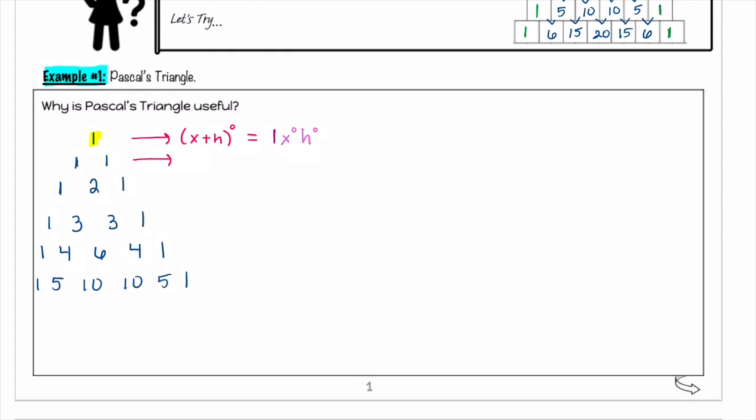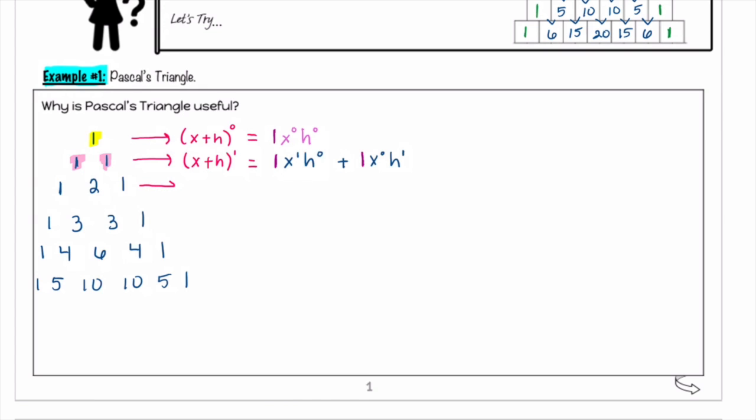This second piece here, 1 and 1, is also coming from x plus h, some binomial, but this time to the first power. And that is equal to our coefficients of 1 and 1. I'm separating here for a reason. This would be x to the first, h to the 0, plus x to the 0, h to the first. So you're going to slowly start seeing a pattern here.